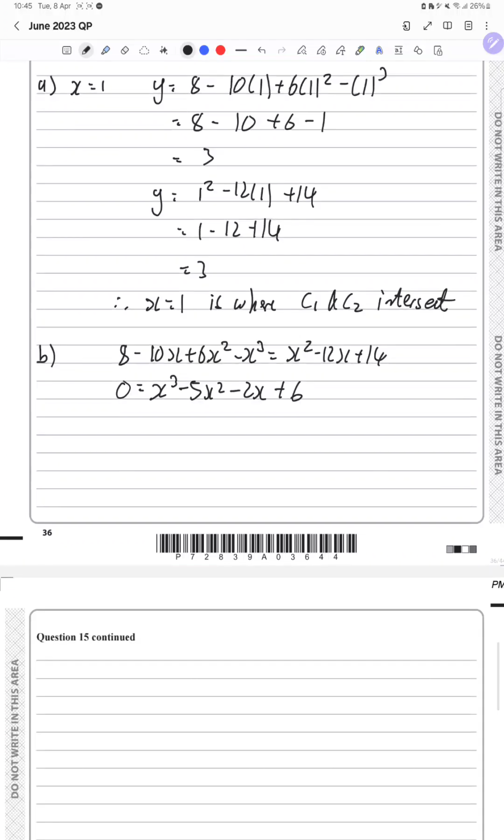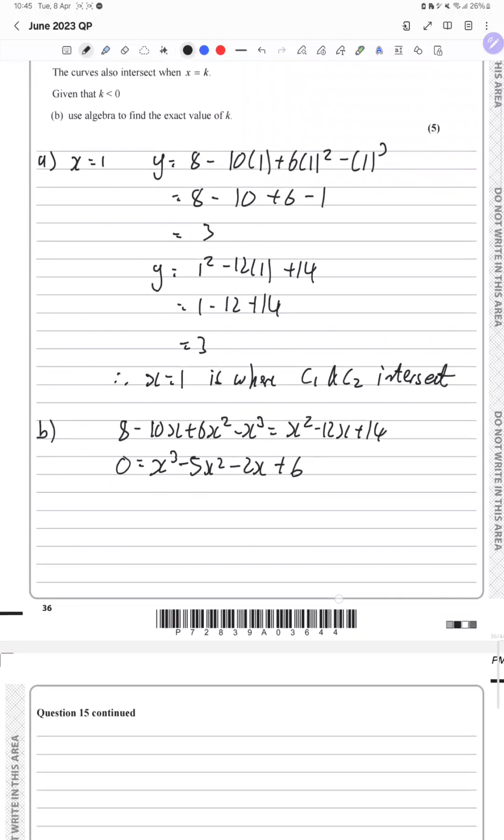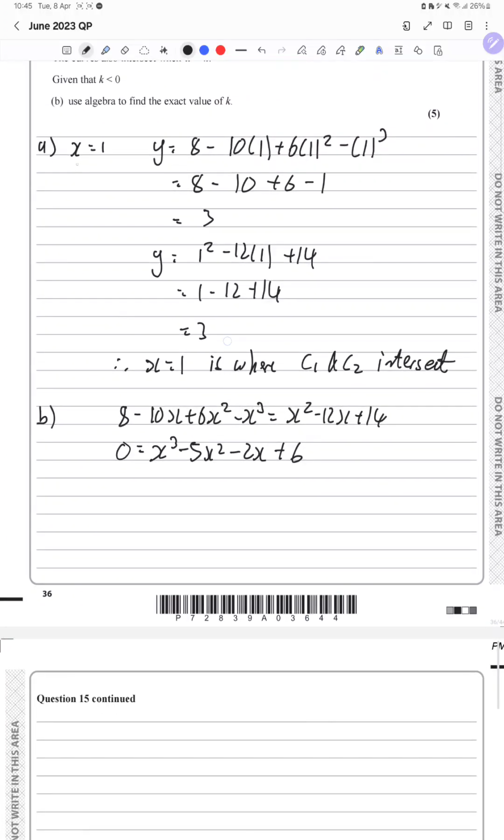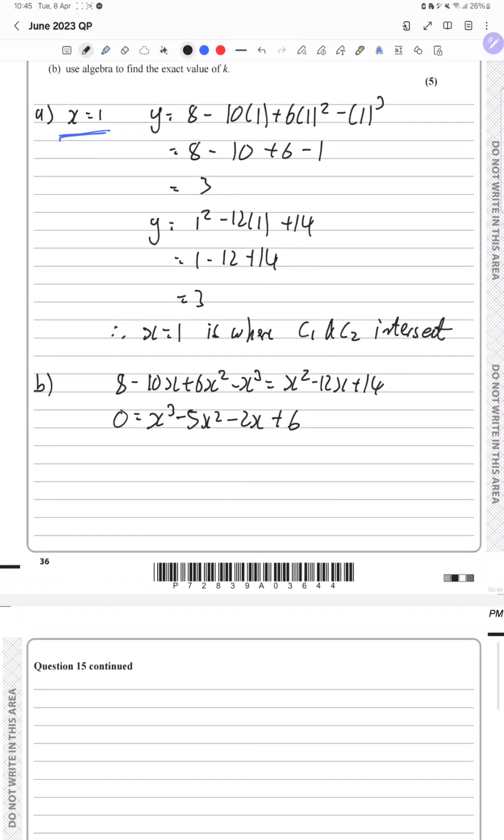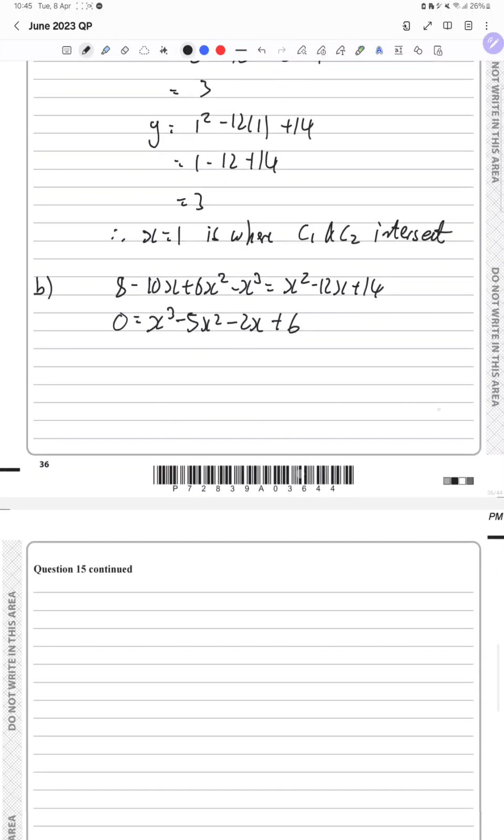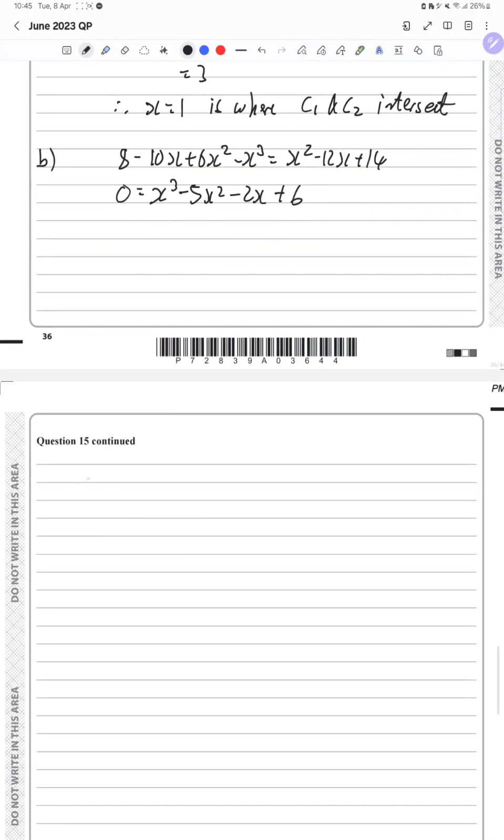And now for a bit of long division, because we know a root, we know x equals 1 is a solution. So, I'll go on to the next page for this. We know then x minus 1, using our factor theorem, is a factor.